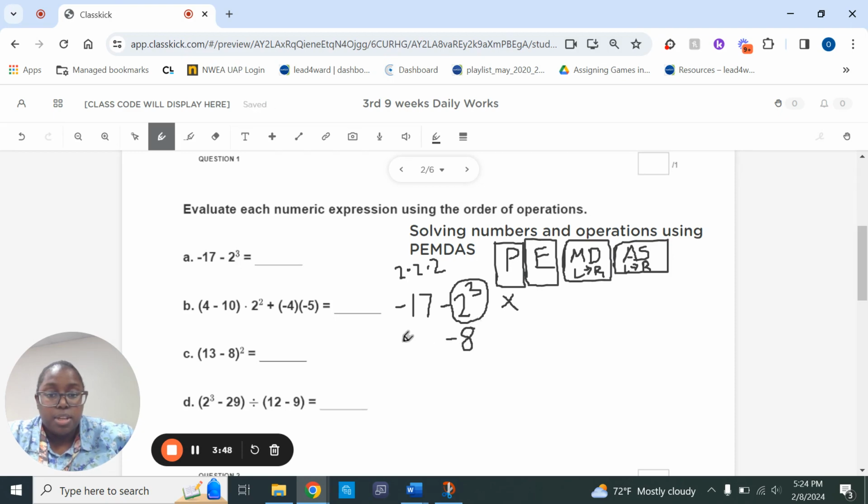Minus negative 17. All right, and then I check to see if I have any more exponents. I do not. So this one is done. Multiply and divide. I don't have any of that. Then we add and subtract.